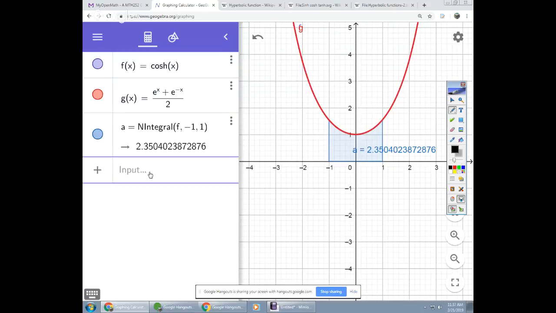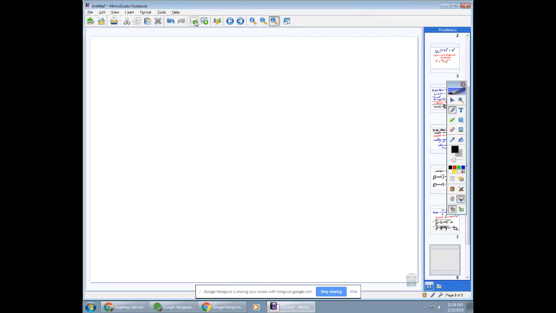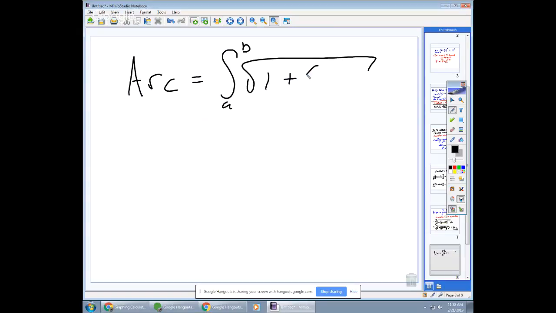What's our formula for arc length? Reminder, arc length of a function is the integral from a to b of the square root of 1 plus the square of the derivative.